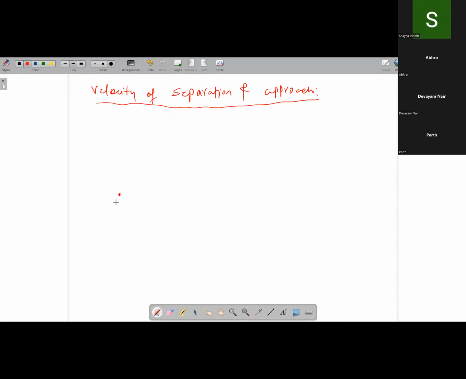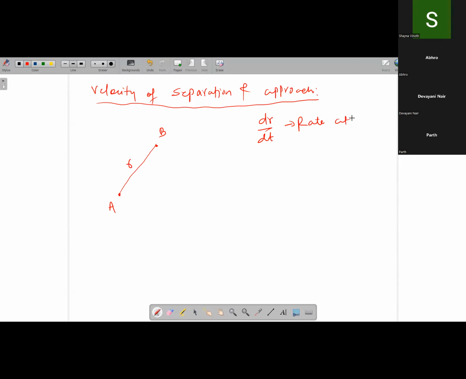You have two objects. Suppose this is object A and this is object B. There is a certain distance of separation between these two objects, right? Let's say this is R. So the definition of this would be the rate at which the separation between two objects changes.